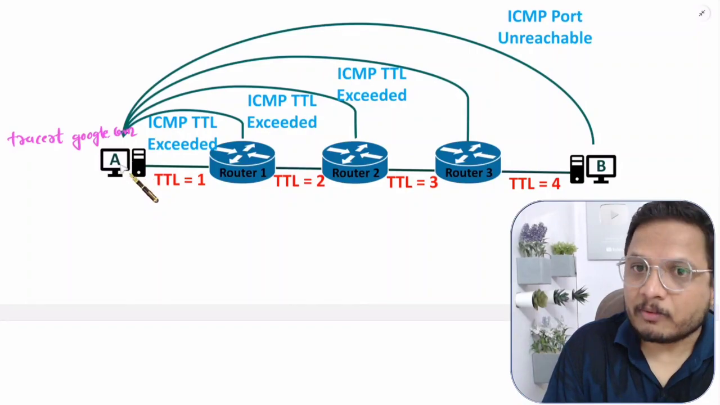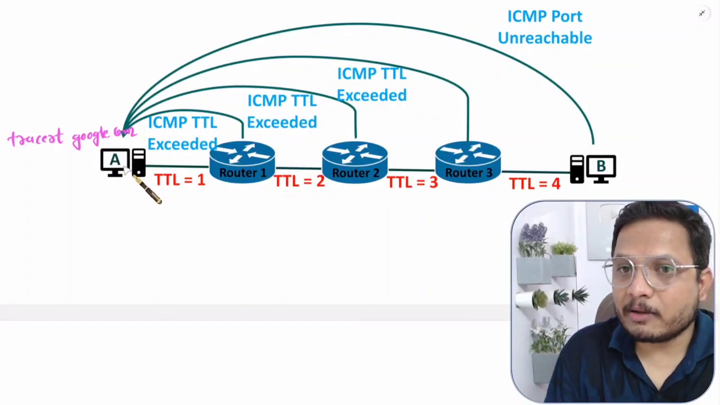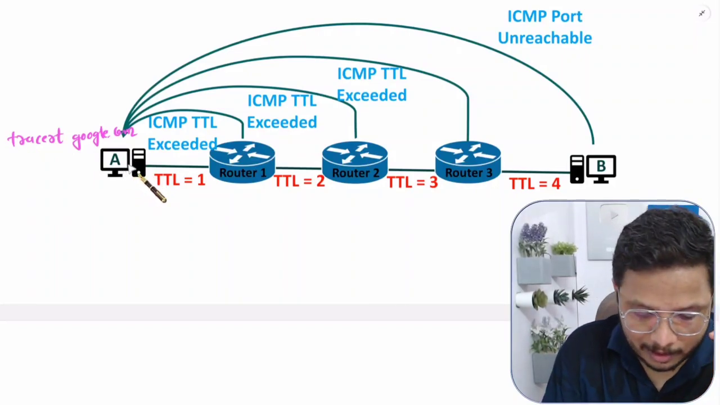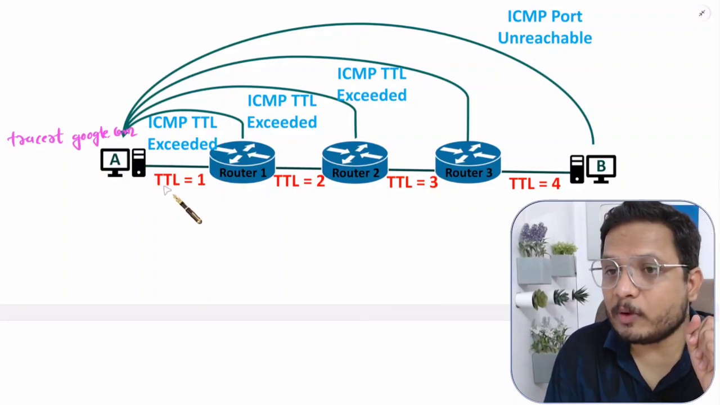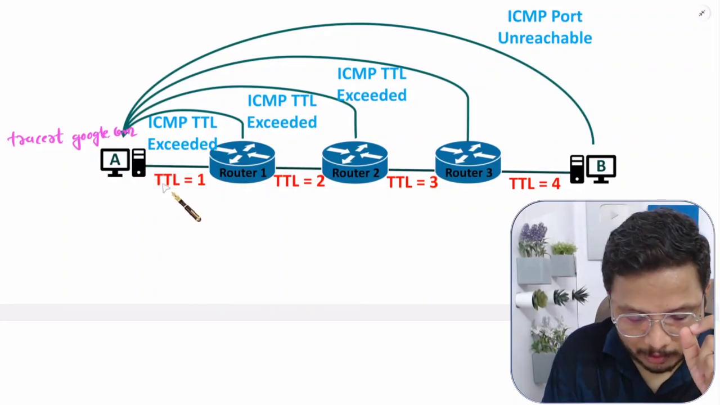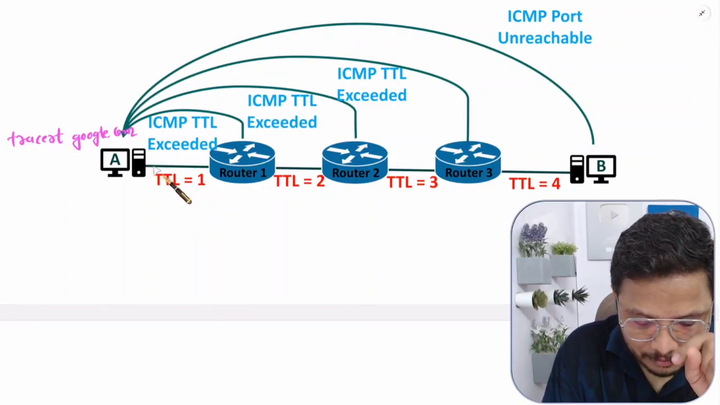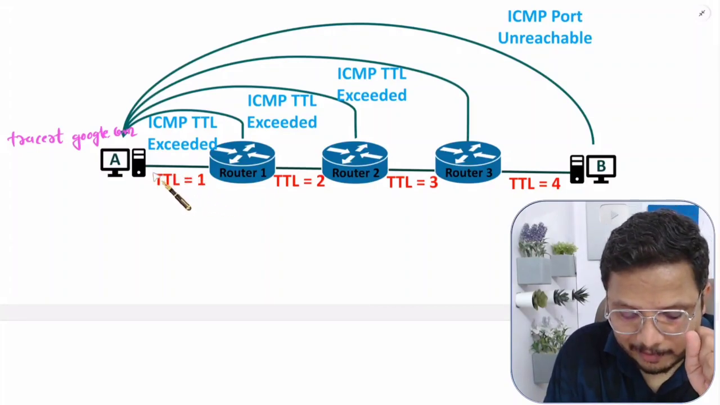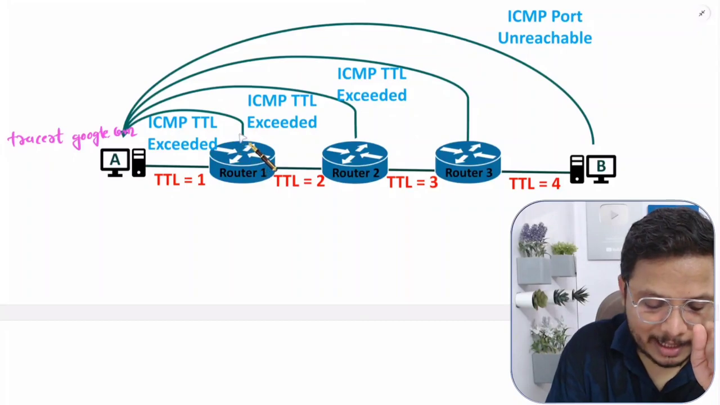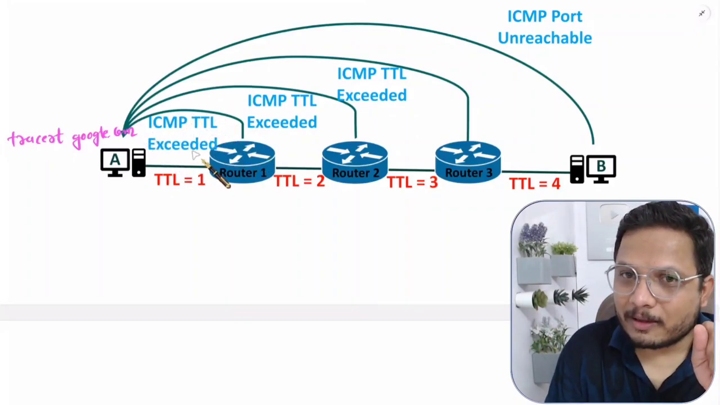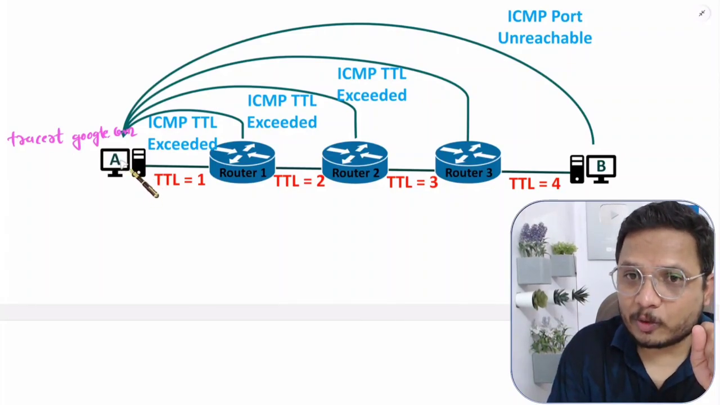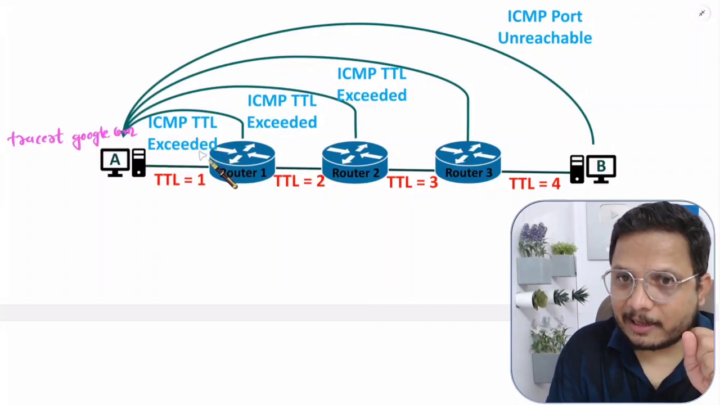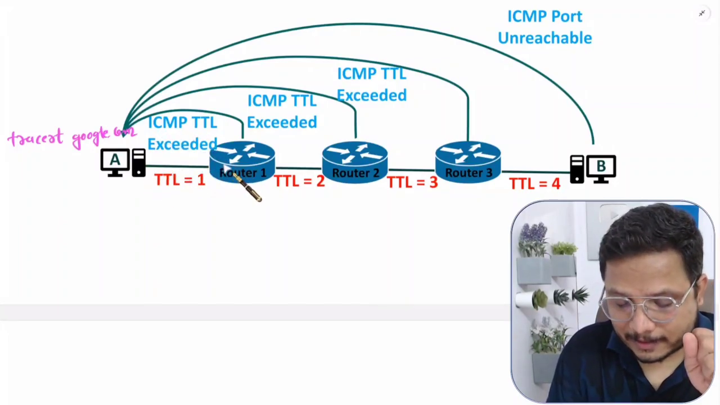First, computer A will send one ICMP frame. With this frame, it will set the TTL, time to live field, equal to 1. When this frame reaches router 1, the TTL will become 0. And as the TTL becomes 0, router 1 will forward an ICMP TTL exceeded frame. So my computer will get to know that the first router has forwarded ICMP TTL exceeded. That is my first hop.